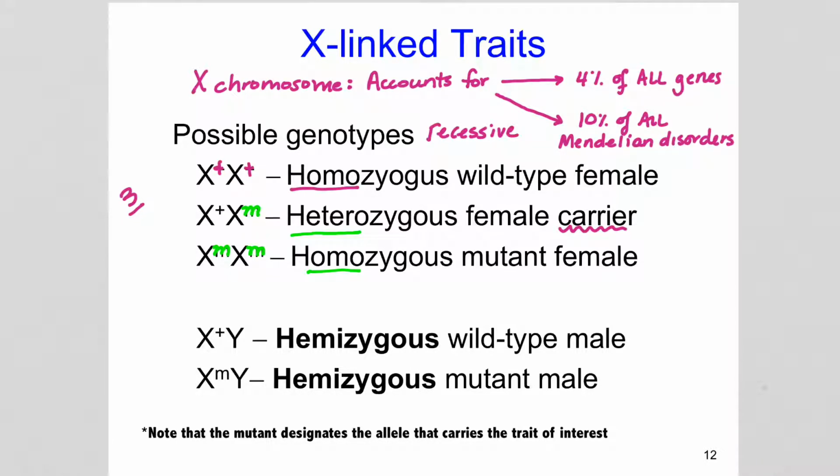For the males, there are only 2 genotypic possibilities. And that's because males only inherit 1 copy of their X chromosome, and therefore 1 copy of whatever allele is linked on that X chromosome.